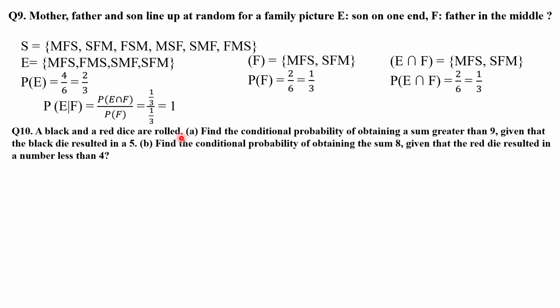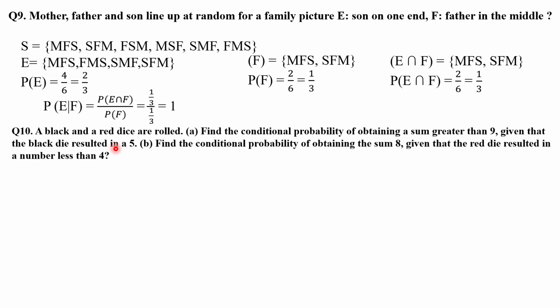Now question number 10. Here, this is the last question also. Here, a black and red dice are rolled. You have two dice, but they both have different color. First is black and second is red. Now find the conditional probability of obtaining a sum greater than 9. Like you need to find out the probability where the sum is coming more than 9, not 9 and not less than 9. It is greater than 9. Given that black die results in a 5. It's given. Like conditional probability comes because one thing is given. Black die results in a 5.